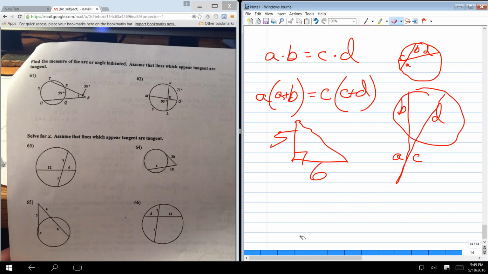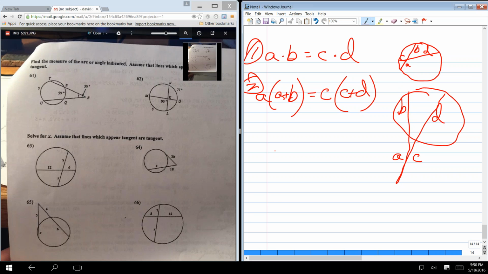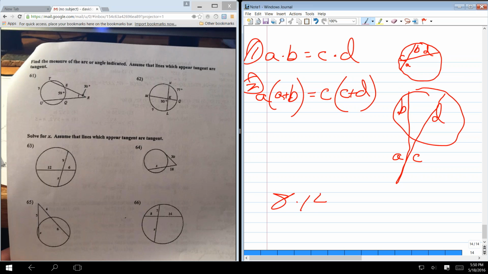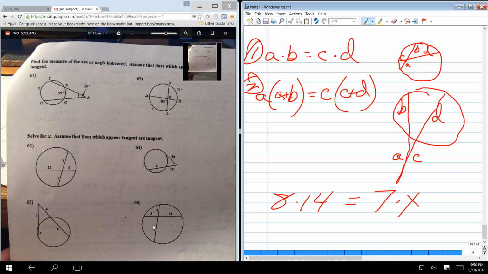Okay. Which general formula? Let me label these for a moment. That's 1. This is 2. Which of those two formulas applies to problem 66? 1. Okay, so what's the equation I can write from 66? 8 times 14, one time, equals 7 times x. Right. In other words, here you're just multiplying this segment times that segment equals this segment times that segment.